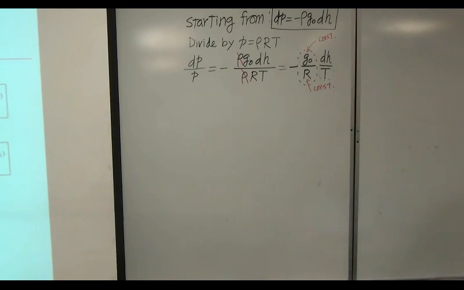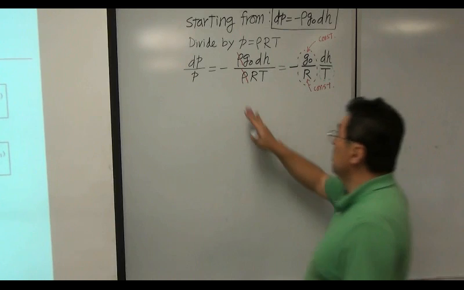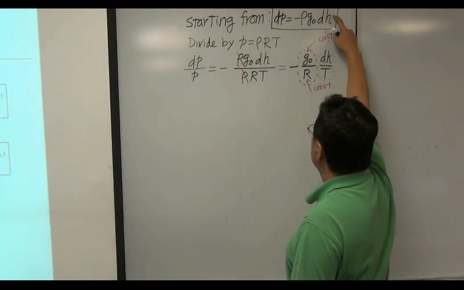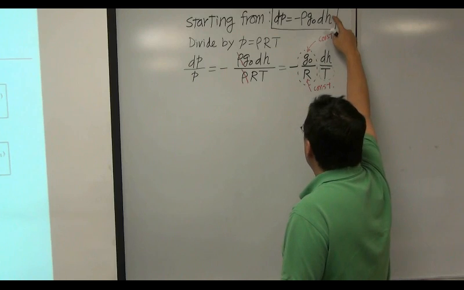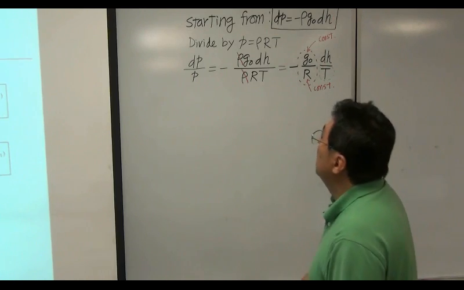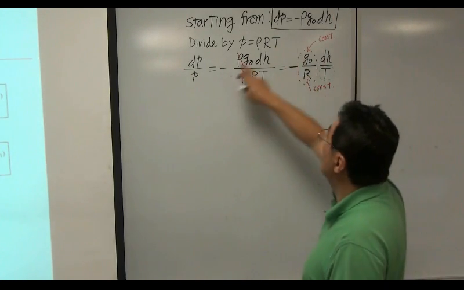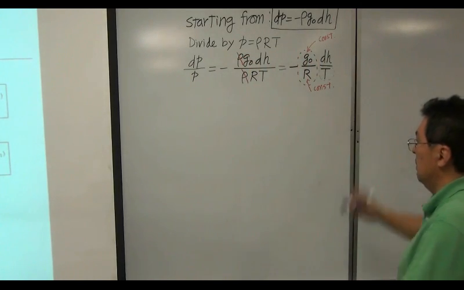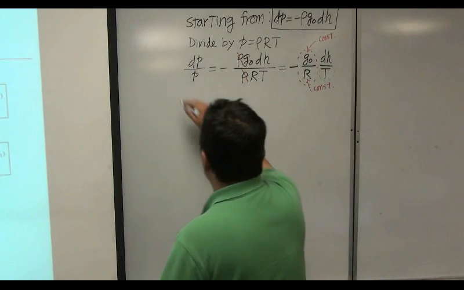So once again, we are going to take a look at the hydrostatic equation in terms of H, which is geopotential altitude. Then you divide both sides by P equal to rho RT, then come up with that. Up to here is all the same.